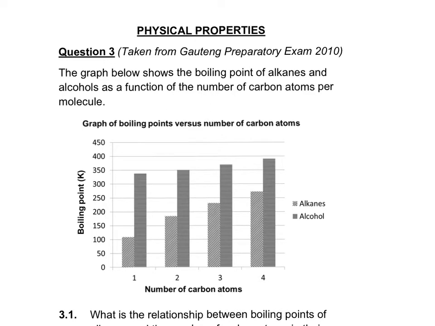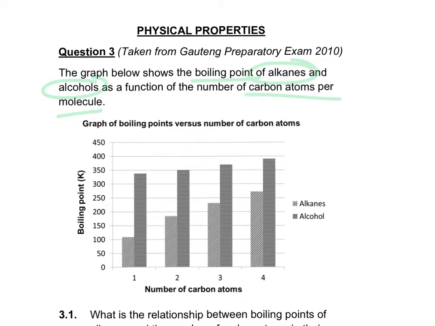per molecule. Now, there's two things we've got to take into consideration here. All right, we're looking at boiling point. That means we're going to be looking at intermolecular forces. We've got alkanes and alcohols, and we've got carbon atoms per molecule. So there's two things we can compare here. We can compare functional groups and we can compare chain length. That's what we're looking at. So we look at the graph. It's a fairly simple bar graph, nothing too exciting about it.